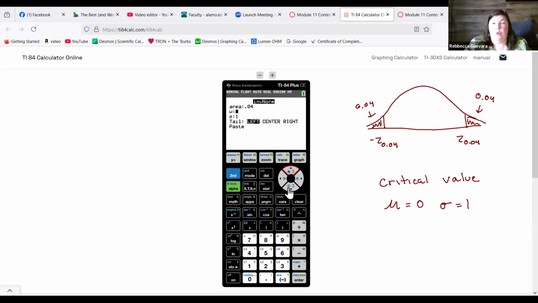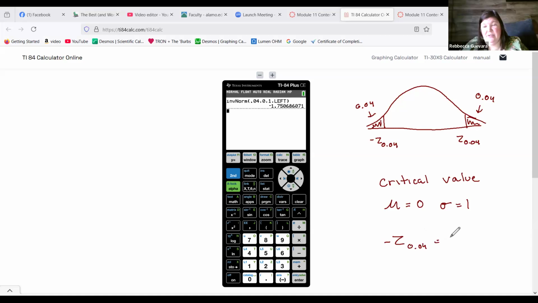Unless you change these, they will always default to 0 and 1. But like I said, the mean is 0 and the standard deviation is 1 because we're looking at a standard normal curve. And we're going to get my critical value. Remember, this is giving you the negative z-score because it's always looking to the tail to the left. So it tells me the negative is going to be negative 1.75. We could round that to 1, but like I said, we only round to 2 decimal places for z-scores. If I want the other z-score, the positive, I just change the value to a positive.